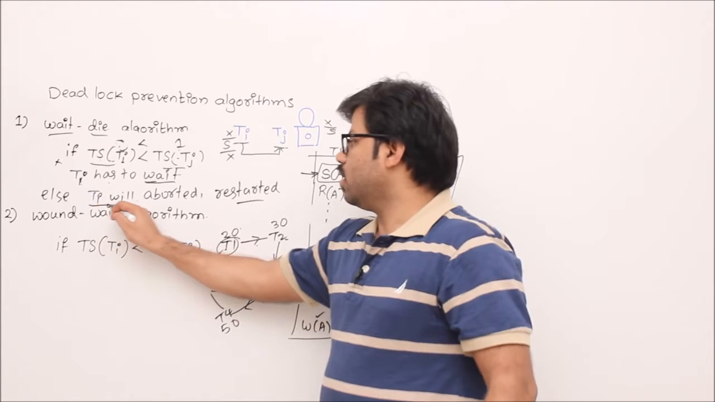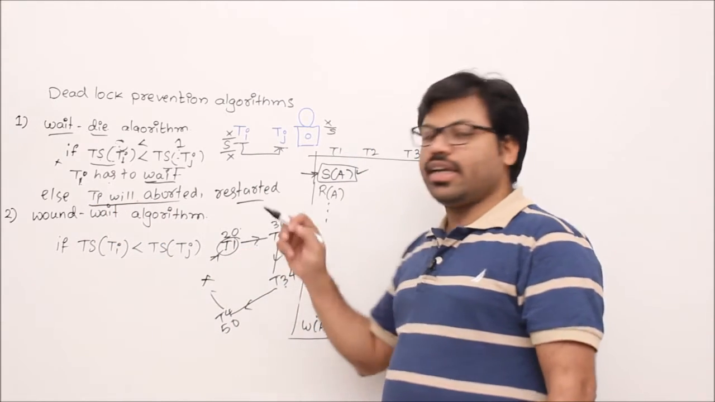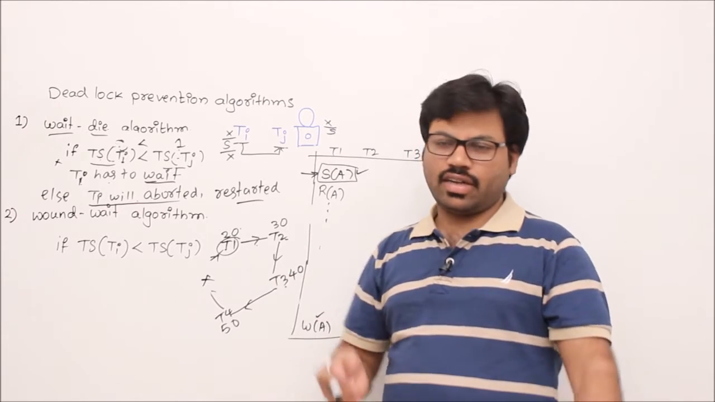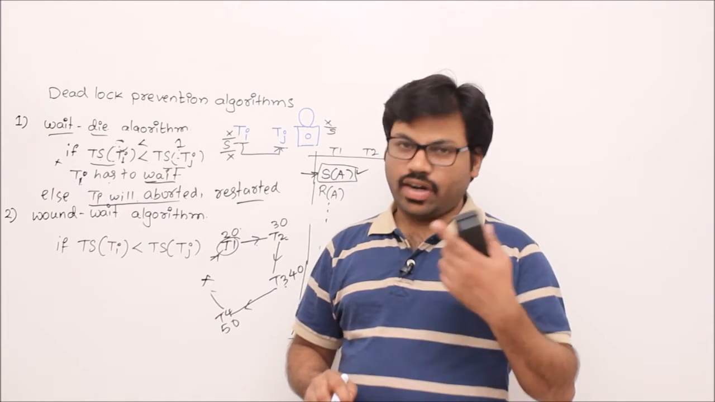So in this case T5 will be aborted. That's why the younger transaction will be cancelled. Then you never get a deadlock because there is no cycle, correct? So that is the way I can prove that the wait-die algorithm automatically avoids deadlock.